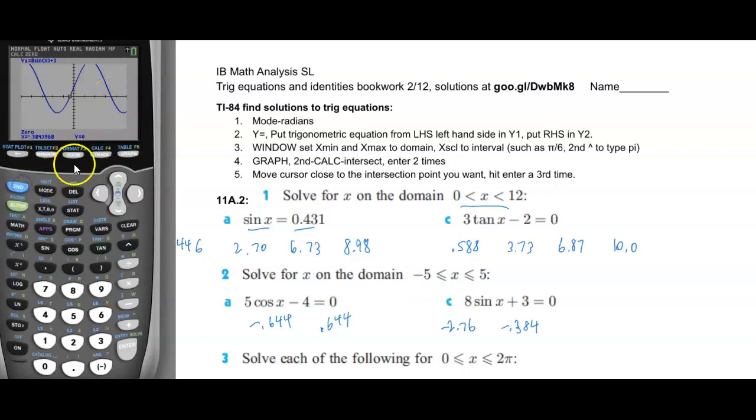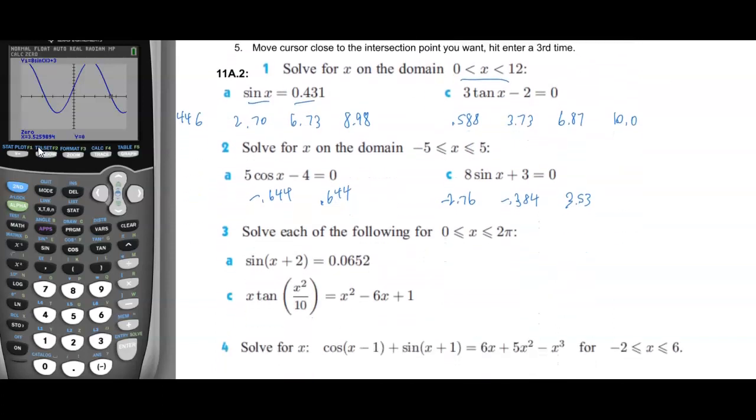Okay, so we do second calc, not second calc intersect, second calc 0, number 2, and then I move the cursor to the left of this third x-intercept, and then I move the cursor to the right, hit enter again, and then when it says guess, I just hit it one last time. The answer is 3.53. So those are my 3 solutions for 8 sine x plus 3 equals 0. Okay.